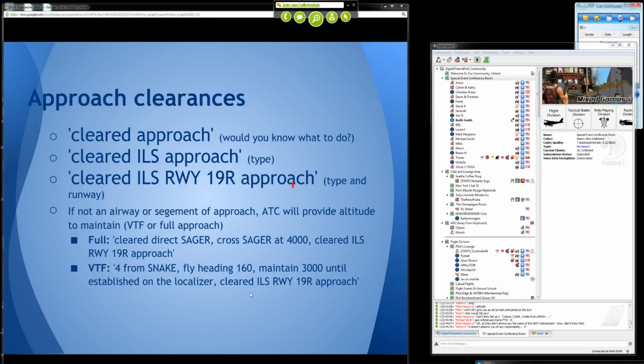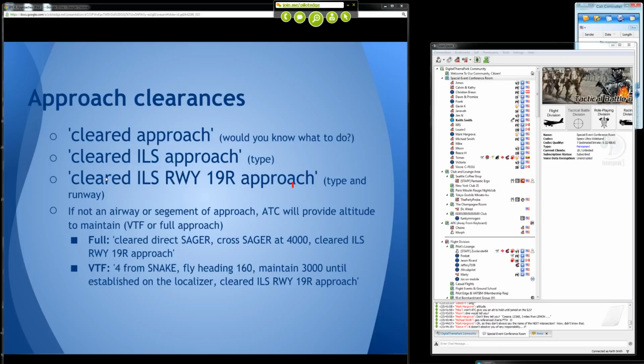Unfortunately, it happens all the time. So you do need to work up to that. But it can be very, very helpful to understand the progression of an approach clearance, or the layering of an approach clearance, etc. So let's start with the most basic form of approach clearance, and we'll step through what the different types are.